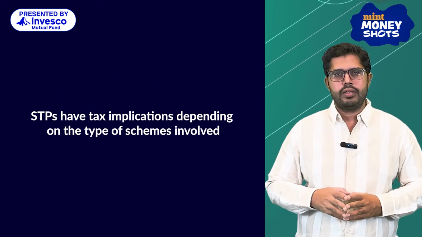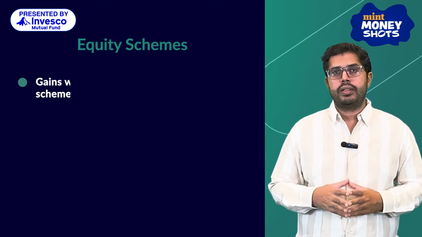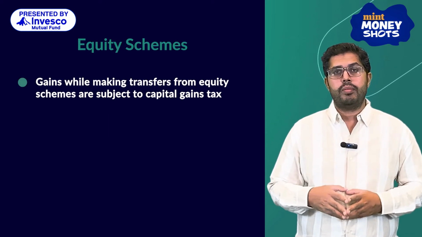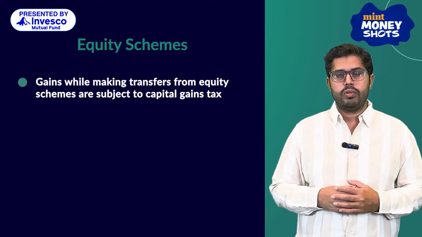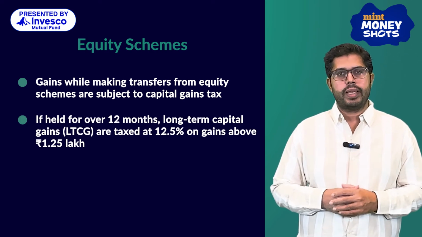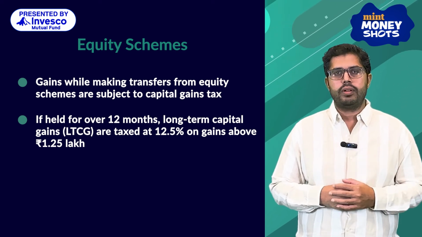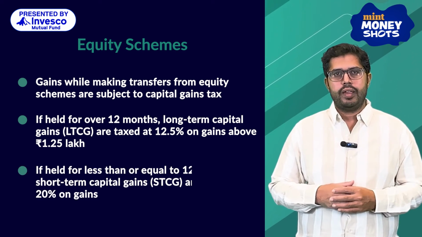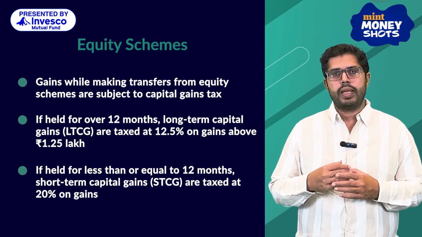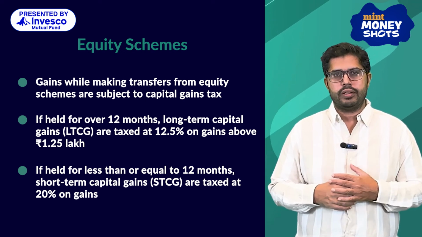STPs have tax implications depending on the type of schemes involved. Equity schemes. Gains while making transfers from equity schemes are subject to capital gains tax. If held for more than 12 months, long-term capital gains tax, or LTCG, applies at 12.5% on gains above 1.25 lakh. If held for less than 12 months, short-term capital gains, or STCG, applies, which is 20% on gains.